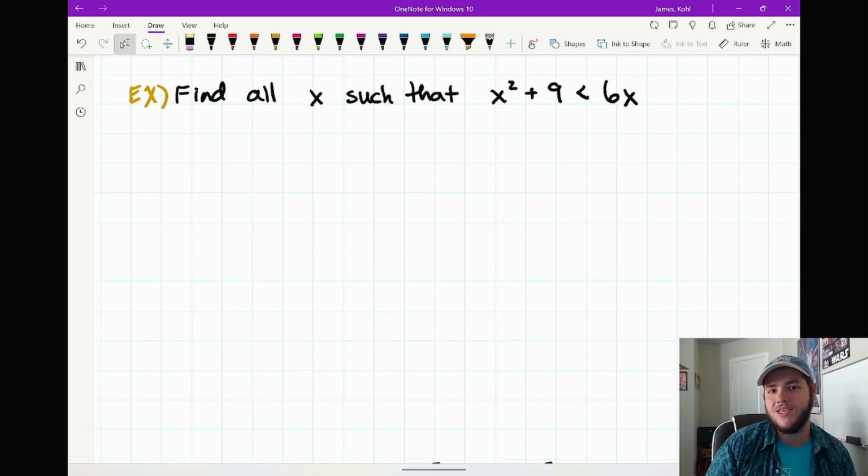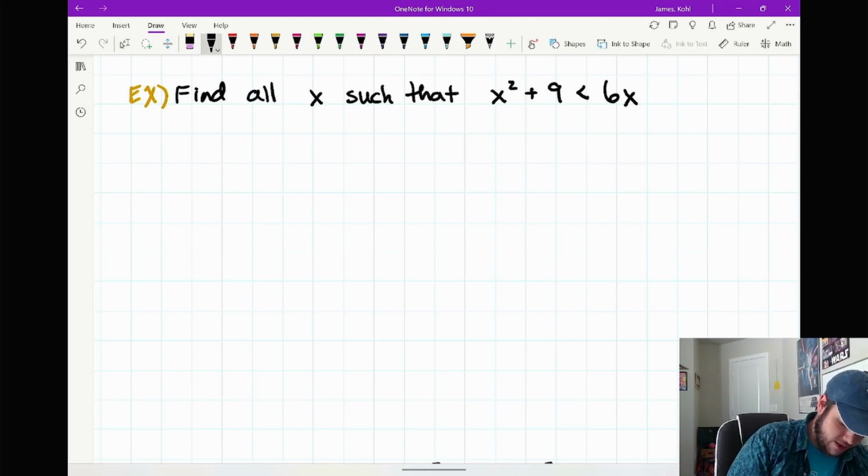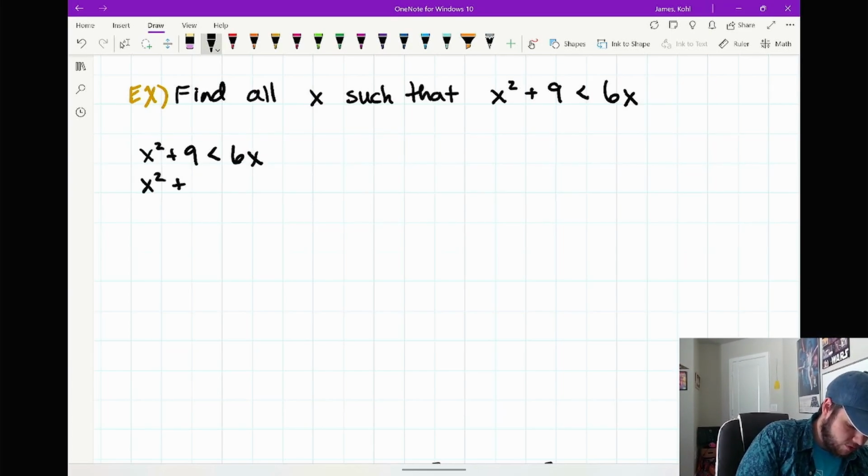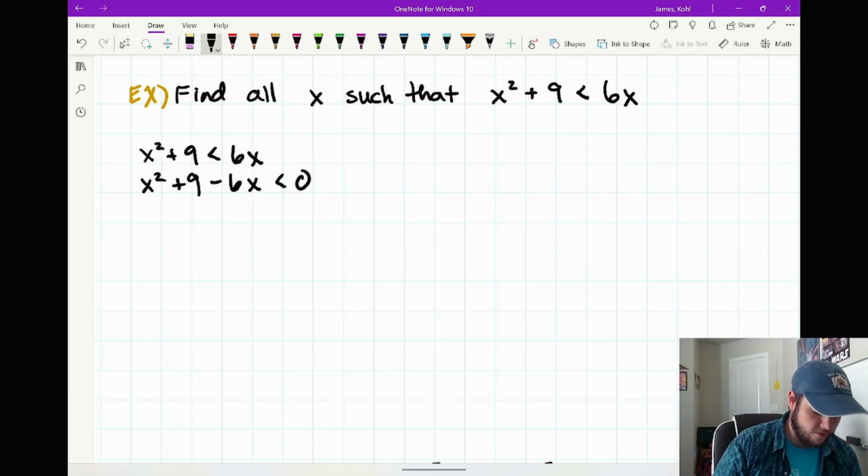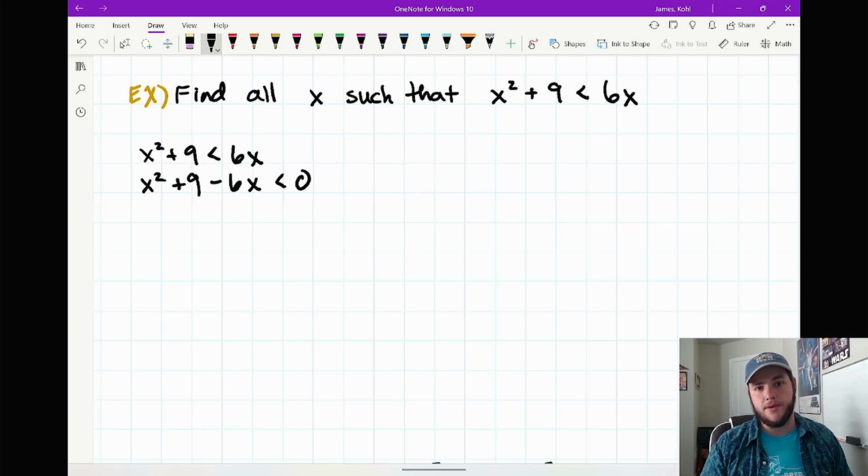Otherwise, let's try a slightly different problem. Notice here that I've got terms on both sides of the inequality. Well, the simplest way to tackle this problem would be to just move everything to one side. Because this is the same inequality as x squared plus 9 minus 6x is less than 0. And now this looks like a problem that we've already tried. Go ahead and pause the video here to see if you can finish it off.